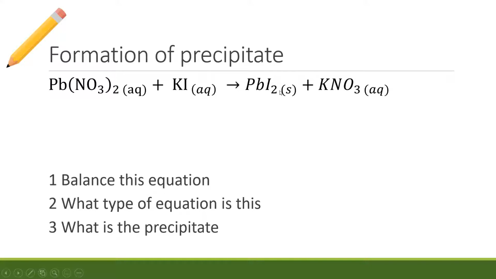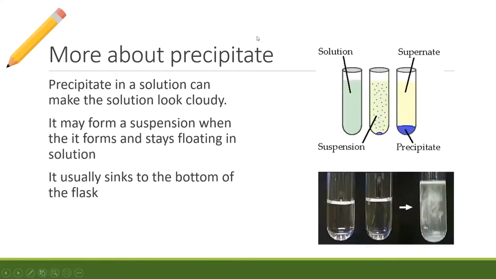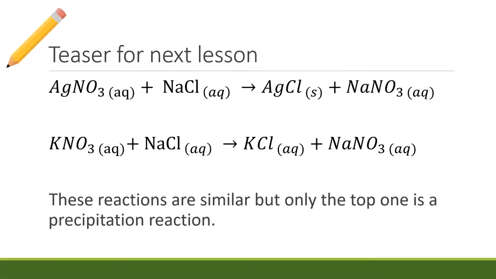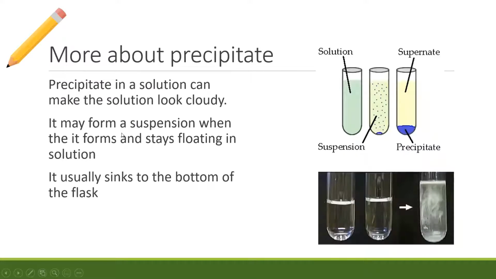The reason that lead iodide was the precipitate was because it's a solid. Precipitate is the solid that comes out. So as you mix these two things, the solid's going to sink to the bottom. We said, what does a precipitate look like? In a solution, it can make a solution look cloudy, but it may form a suspension. Now, suspension is not the same as dissolving something. A suspension is when the particles are big enough that even though they're evenly dispersed, you can't see through them, and so they do sink.